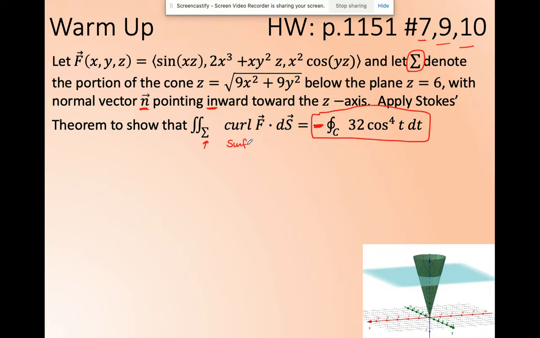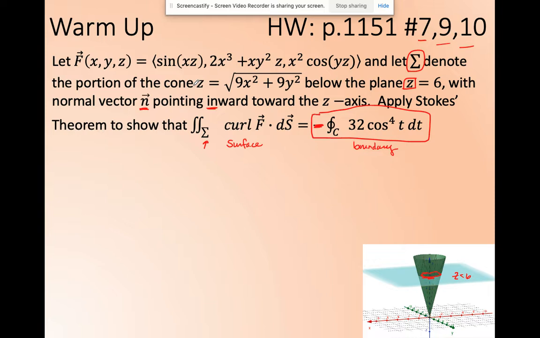But remember, Stokes lets you do a double integral, which is a surface integral, or let you do a line integral around the boundary. And this problem is asking us to set up the boundary line integral. So let's look at our boundary. I can see the surface. It's the green portion of the cone below the plane z equals 6. So the boundary going in a clockwise direction looks like this, right? So let's find out the algebraic expression for that.